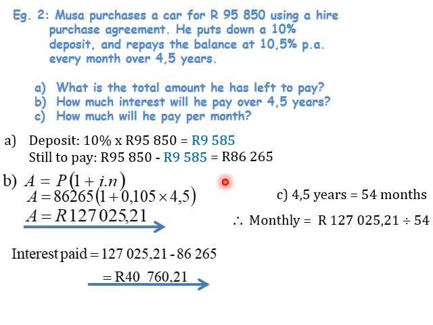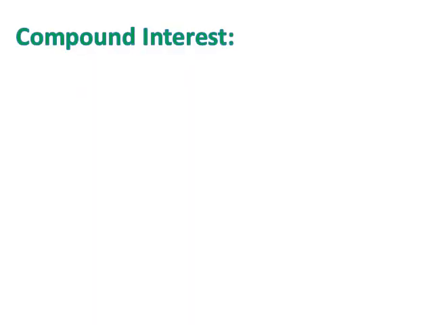So now, if you take the total amount that needs to be paid back and divide it into 54 months, we get the monthly amount of 2,352 Rand and 32 cents. Remember, in financial maths, you've got to round off to 2 decimal places always, because of rands and cents.